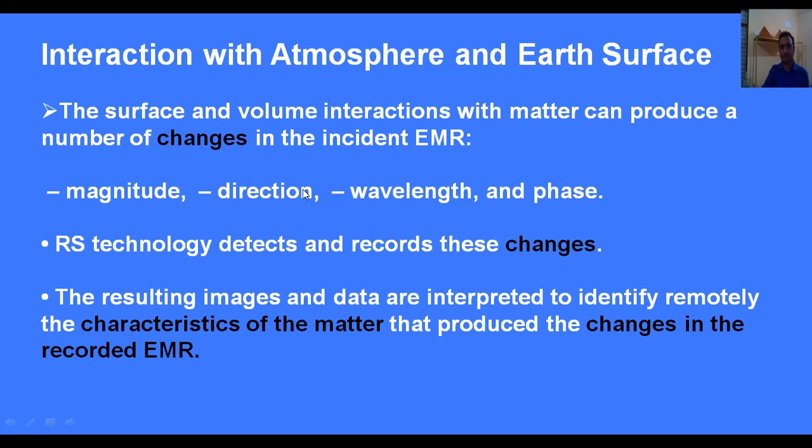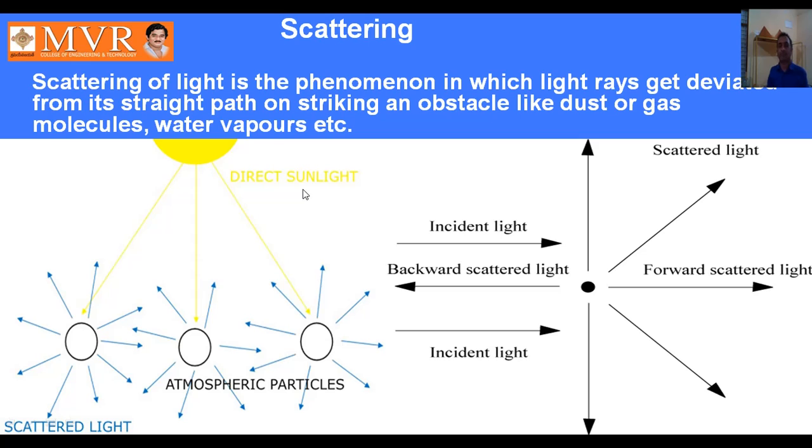Now, what is scattering? Scattering of light is a phenomenon in which light rays get deviated from their straight path on striking upon particles like dust, gas molecules, and water molecules. This is the sunlight. The sunlight always emits electromagnetic radiation towards the earth's surface.